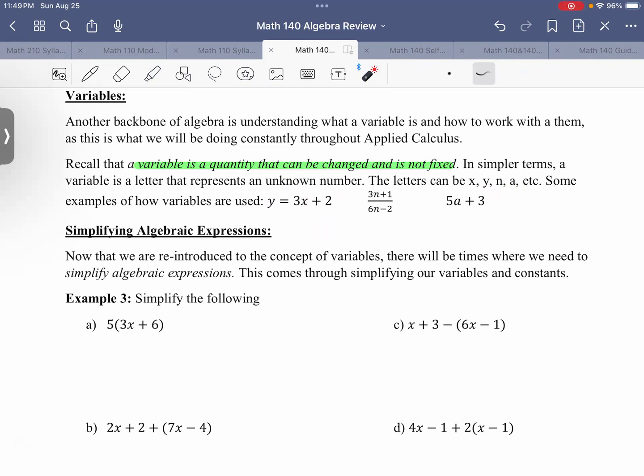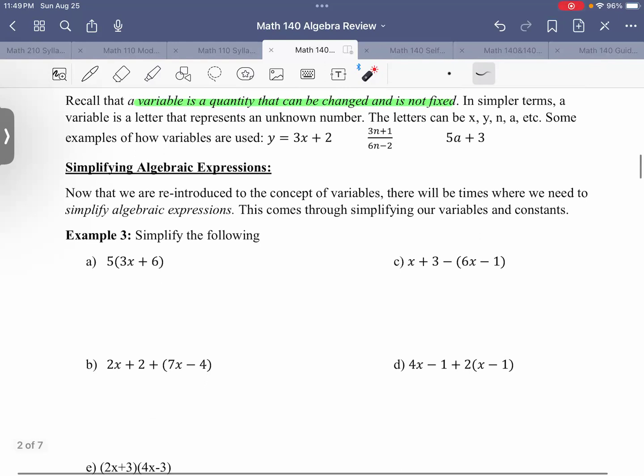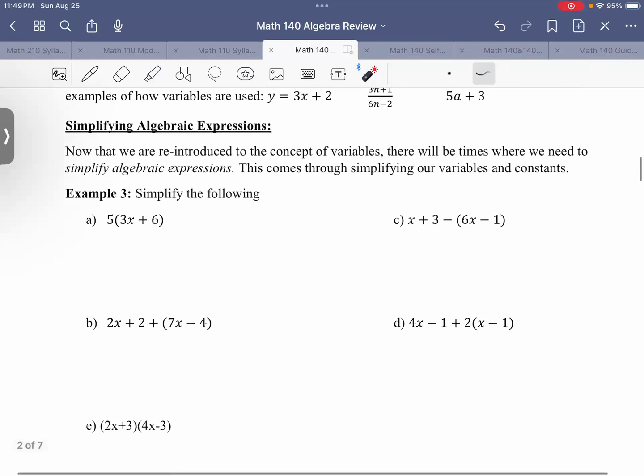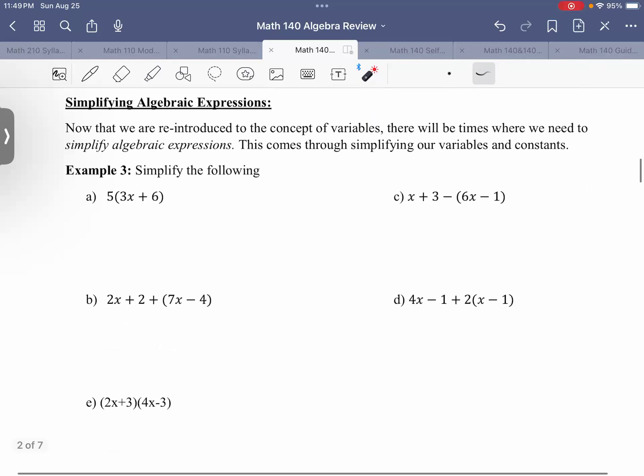Some ways these variables are used are in expressions such as y equals 3x plus 2. Maybe you remember some type of function of that form. Something like (3n plus 1) over (6n minus 2), and something like 5a plus 3. Along with these variables, it comes to having to simplify them. Sometimes we get some crazy expressions and we have to simplify them using like terms and simplifying constants. So let's check out some examples and see exactly what we mean by simplifying algebraic expressions.